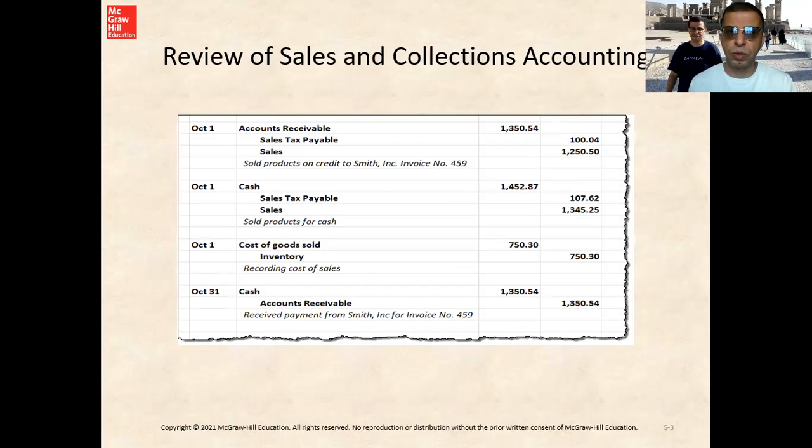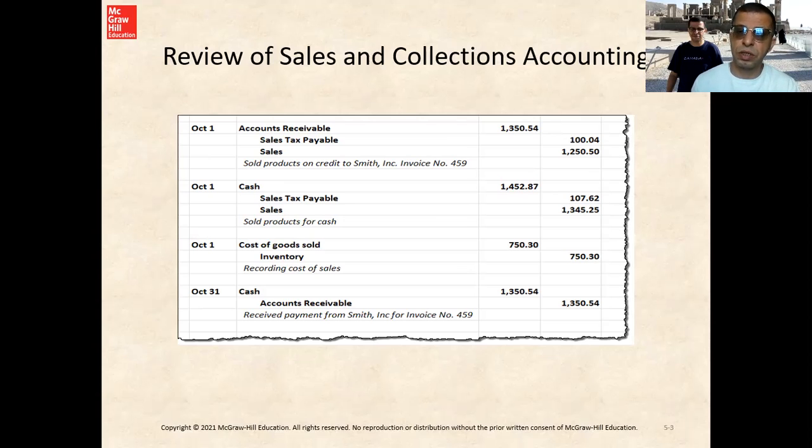And when you do that, there is probably a cost of goods sold. Something is going out of your warehouse, and you have to calculate the cost of the goods sold, because eventually you want to calculate the profits. In this case it's $750.30, and your inventory is reduced by $750.30.